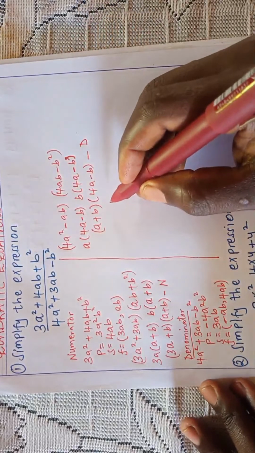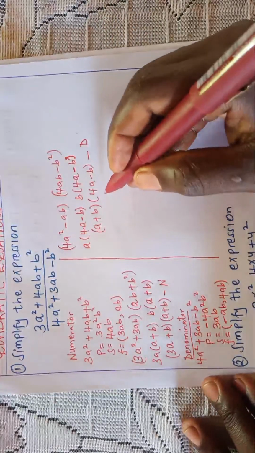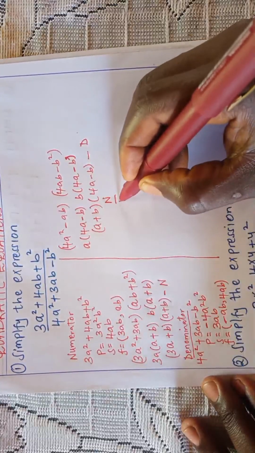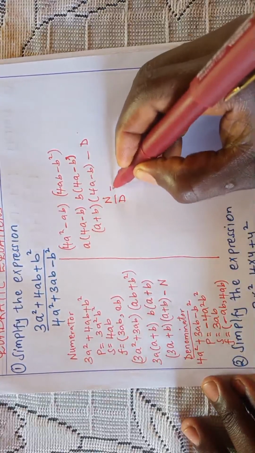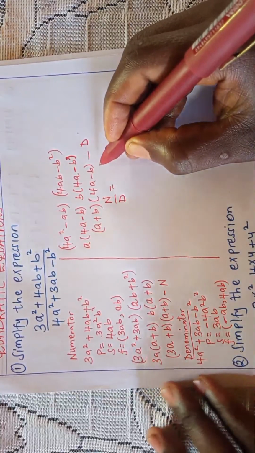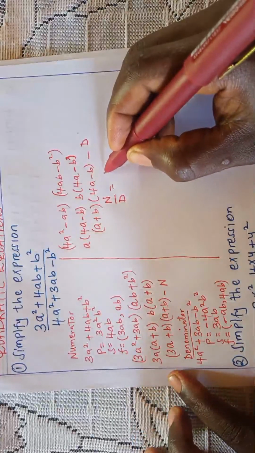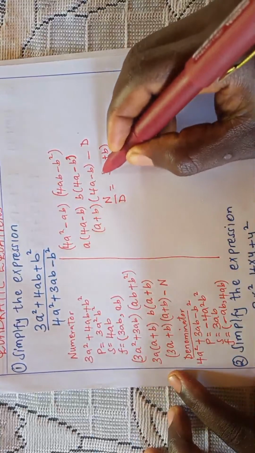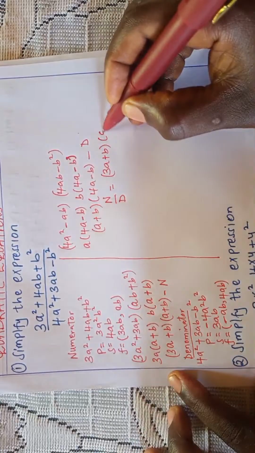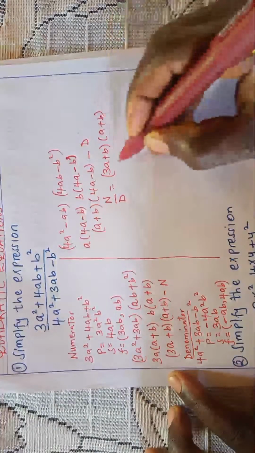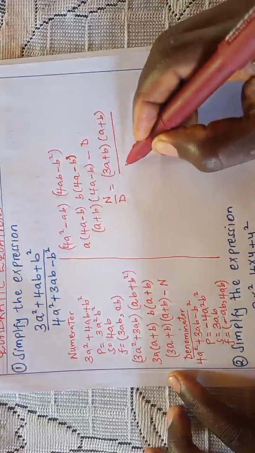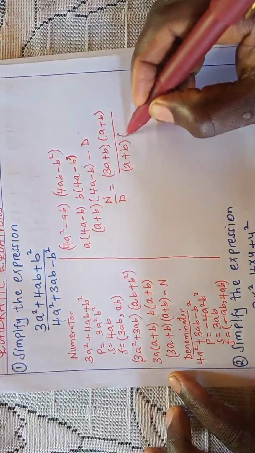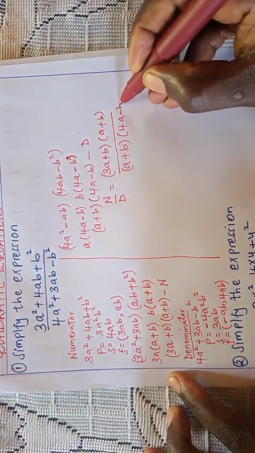Now, in our final stage, we are going to have the numerator. We divide by the denominator. What is our numerator? The numerator is in fact 3a plus b, and then you multiply by a plus b. What about the denominator? The denominator is a plus b. You multiply by 4a minus b.